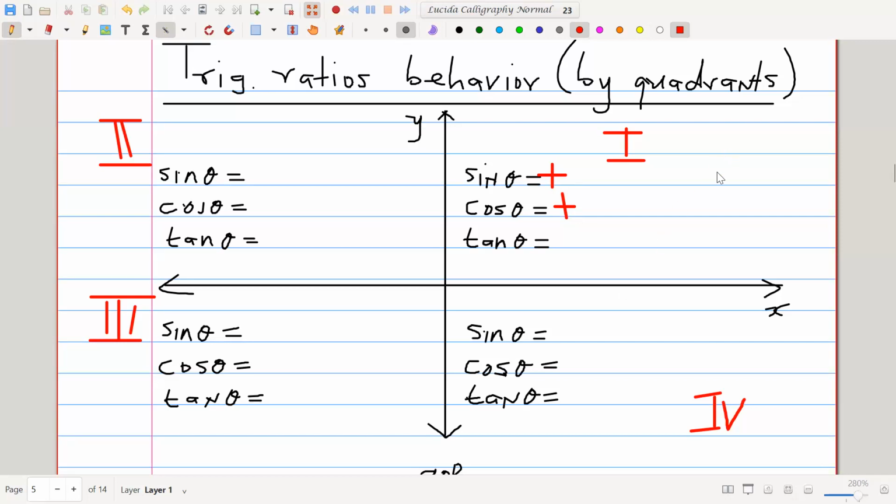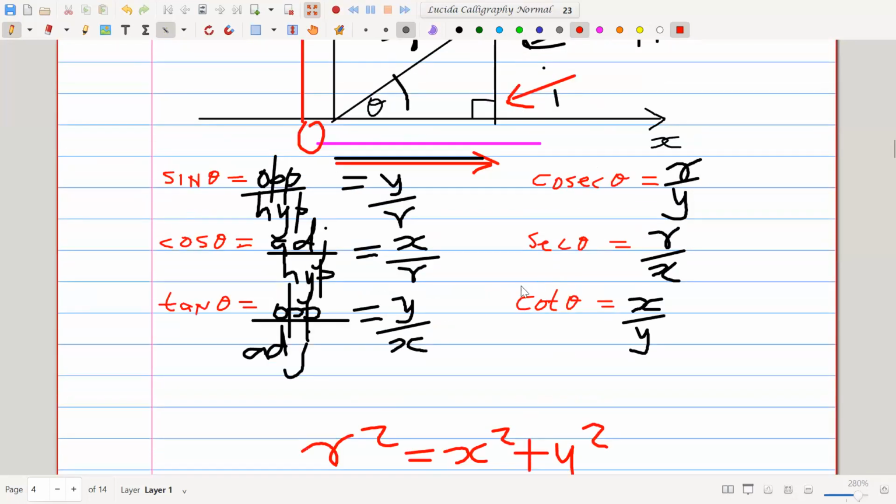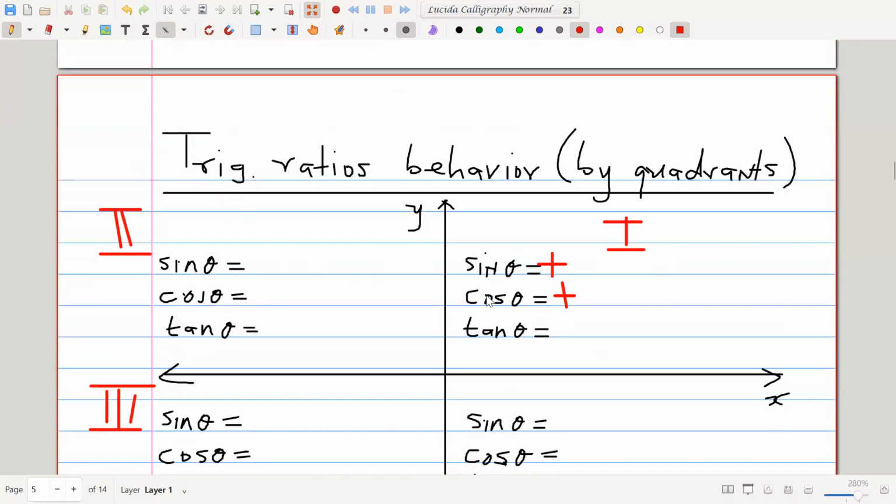And then you move to the tangent. Tangent is defined as y over x, that is opposite over adjacent. As I just mentioned, x and y are both positive here. So if you divide a positive y by a positive x, you'll end up with a positive result. And then moving to the second quadrant now, how does sine behave in the second quadrant?